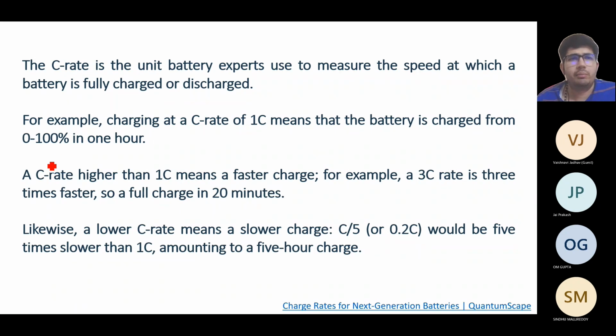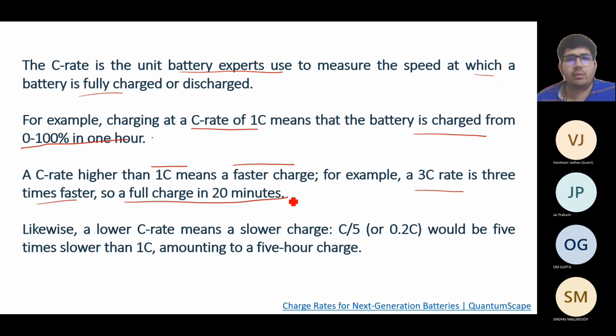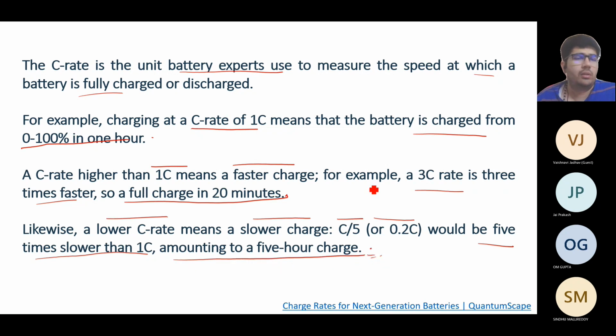C rate is the unit battery experts use to measure the speed at which a battery is fully charged or discharged. For example, charging at a C rate of 1C means that the battery is charged from 0 to 100% in 1 hour. A C rate higher than 1C means a faster charge. For example, 3C is 3 times faster, so a full charge in 20 minutes. Likewise, a lower C rate means slower charge. So C by 5, that is 0.2C, would be 5 times slower than 1C, amounting to a 5-hour charge.